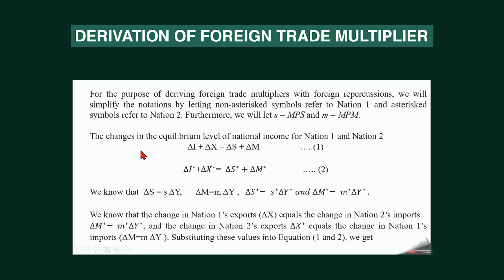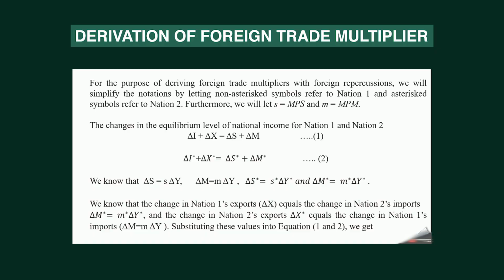We can look at these particular equations. To derive a foreign trade multiplier with foreign repercussion, for simplicity, we will consider the home or the domestic country to be a non-asterisk country, whereas those countries where asterisk is shown will represent the foreign country. Let MPS be denoted by small s and MPM be denoted by small m. We remember the national income accounting equilibrium, where the leakage equal to the injection was shown by I plus X is equal to S plus M.